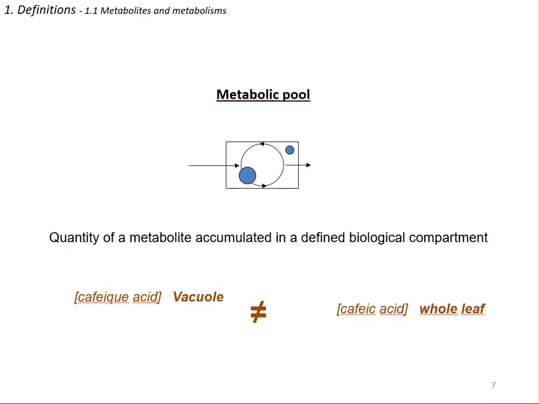An important notion is the metabolic pool, because this is the quantity of a metabolite accumulated in a defined biological compartment. In pharmacognosy, when people extract different substances from plants or fungi and so on, they usually use the whole organism or big parts of it, big chunks of it, like the roots or the leaves and so on. So in this case, the pool contains, well, the whole leaf.